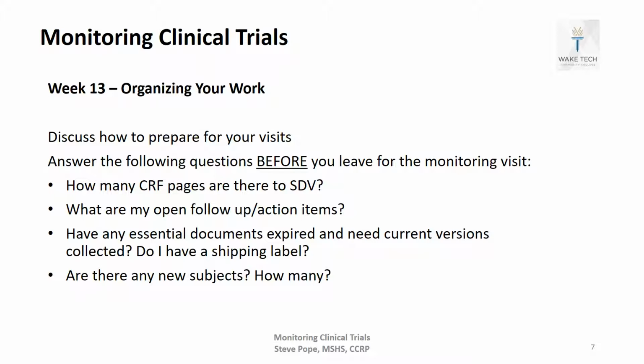Are there any new subjects? How many? If you've got new subjects, you've got to review informed consent. You've got to make sure they're properly registered in the IWRS system, and the data's in the EDC system. So you've got a few other things to do. You've got to check their enrollment eligibility, things like that. So you want to know if they've got new subjects before you go out there.